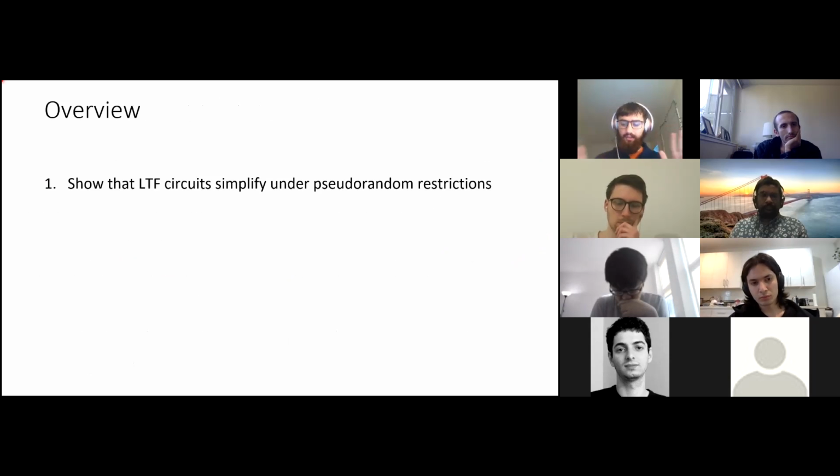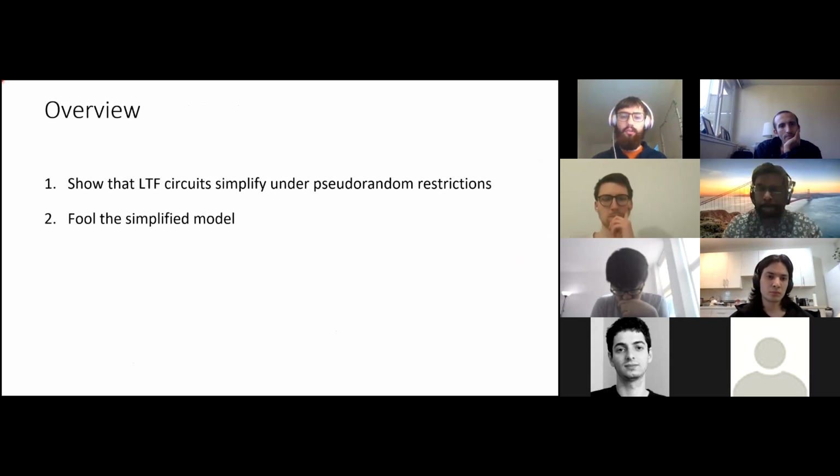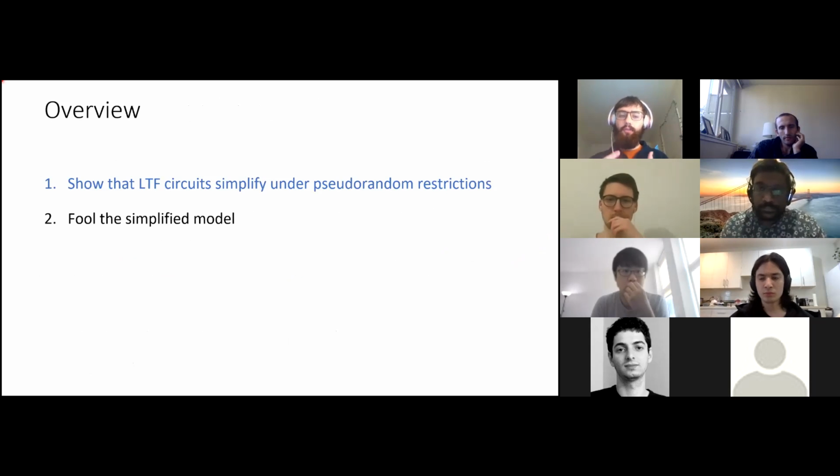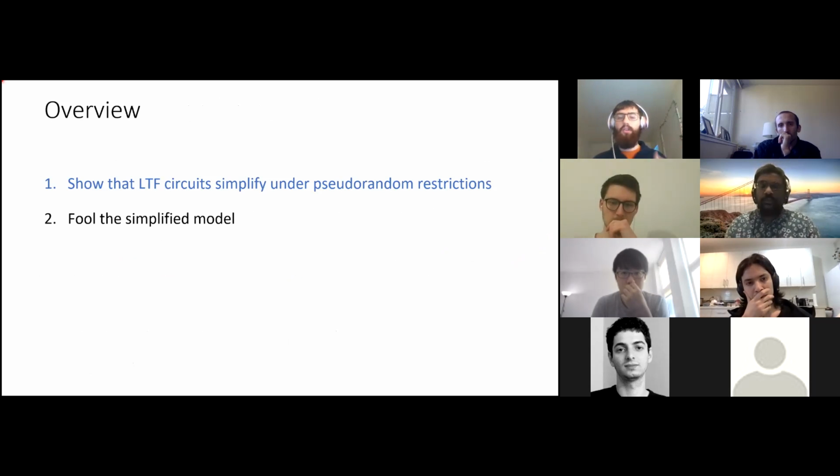Just to summarize what we need to do, we need to show two things. First, we need to show that LTF circuits simplify when you hit them with a suitable pseudorandom restriction, and second, we need to fool the simplified model. So let's start with the first thing. Let's show that LTF circuits simplify.